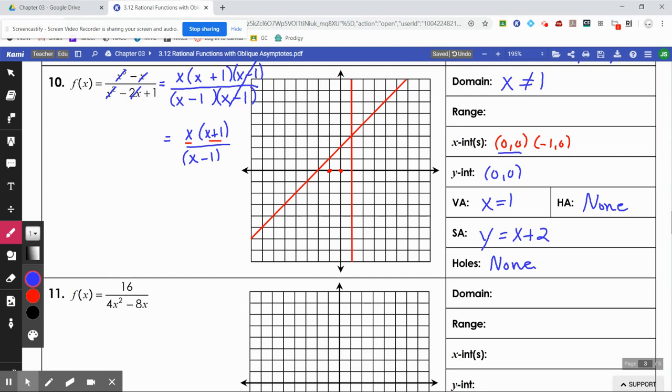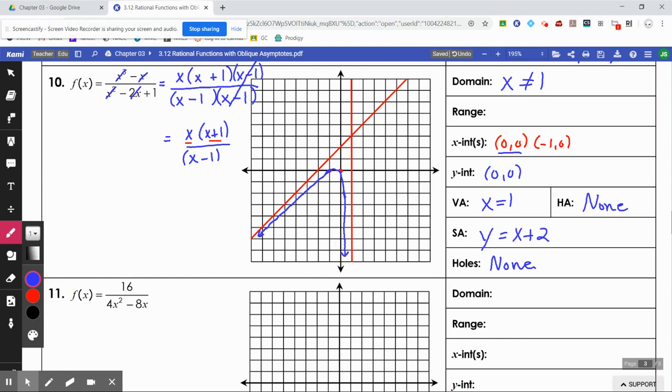So therefore, my graph will do this. It's going to follow my oblique asymptote, my slant asymptote, down through here, and then it's going to go through this point and start following my vertical asymptote. So it's going to look like this. And then we need some points elsewhere.